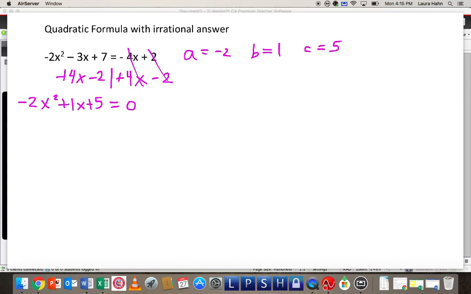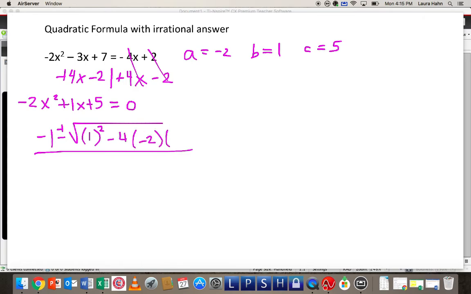So now that I know my a, b, and c's, I can go ahead and start the quadratic formula, which starts with -b, the opposite of our b. So the opposite of our b is a -1, plus or minus the square root of b squared, so I'm going to put my 1 in parentheses, square it, minus 4 times the a value times the c value. And on the denominator, I have 2 times a, so 2 times the a value.